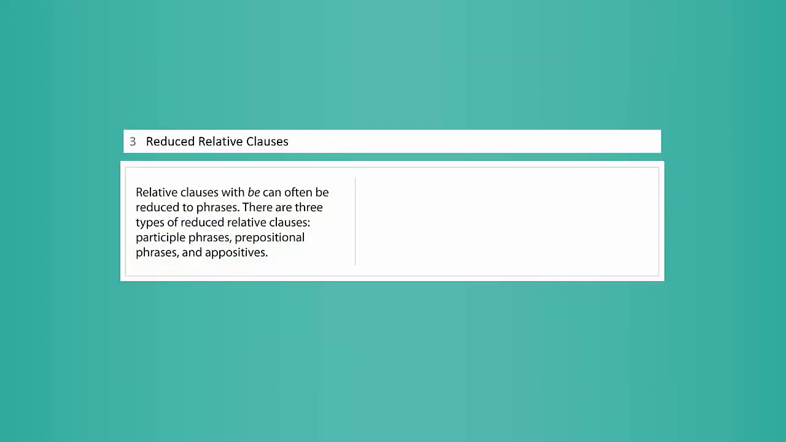Ta-da! Here comes a very important point of relative clauses that is called reduction, or we can call it reduced relative clauses. Relative clauses with be can often be reduced to phrases. And remember that there are three types of reduced relative clauses. The first one is participle phrases, the second one is prepositional phrases, and the third one is appositives.